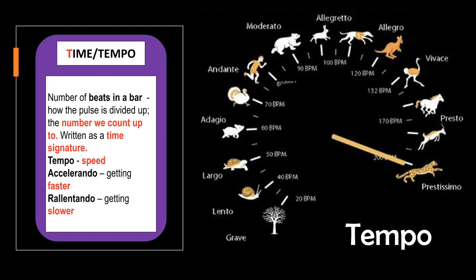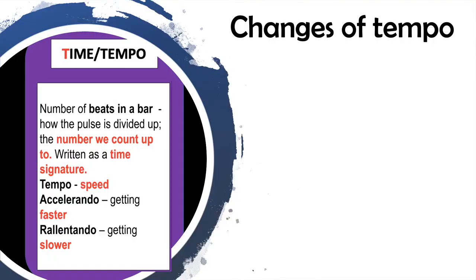Tempo is an Italian word meaning time. It's really simple to understand, it's just how fast or how slow the music is going. There are lots of other Italian words to describe specific tempos, which you can see here. You may know some of these already, but don't worry about these for now, just remember that tempo means fast and slow. Sometimes in music, the tempo changes.